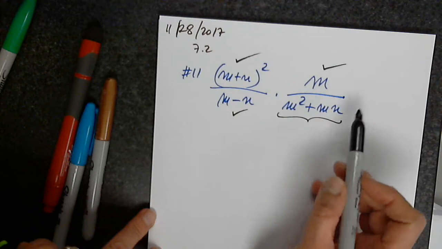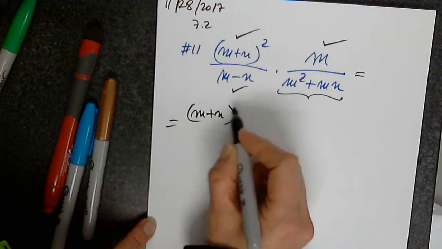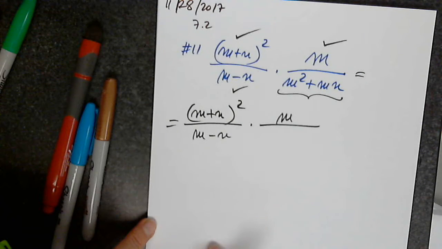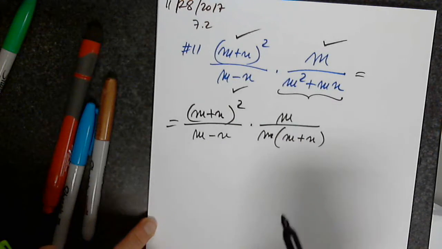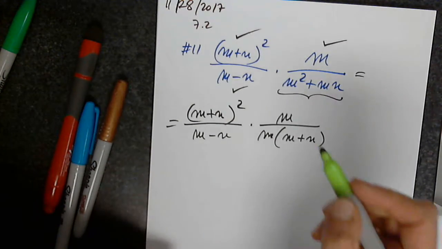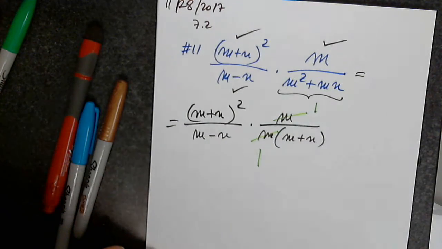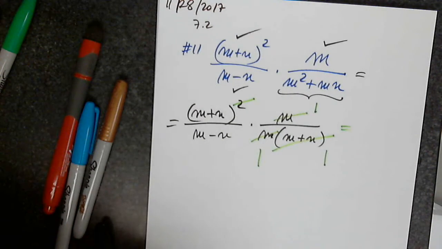But this is not. So what could I do to the second denominator? Yes, factor out an m. Assuming all conditions are fulfilled, I will simplify. An m from the top with an m from the denominator. An m plus n from the bottom with an m plus n from the top. What is left as the simplified form of this expression?